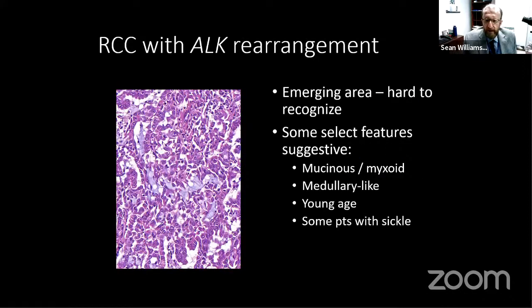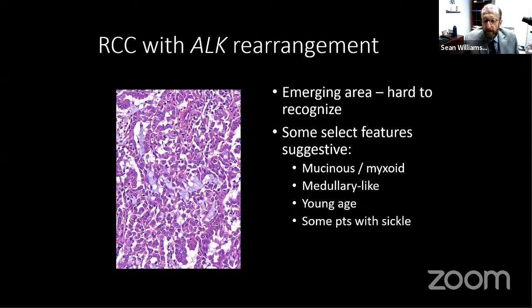And finally, I believe this is the last thing that I wanted to touch upon, is renal cell carcinoma with ALK gene rearrangement. This is, again, an emerging area, although several different morphologies have been described in renal cell carcinomas with ALK rearrangement. So it's not entirely clear that there's one recognizable morphology that you can see and say, this is most likely a renal cell carcinoma with ALK rearrangement.